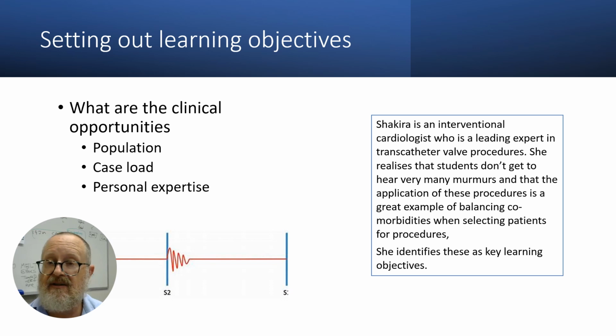Developing learning objectives is a shared task, but students don't often have a strong idea about what to get out of the term. They need your help. So it's helpful to think about what the opportunities are in terms of population, caseload, and expertise. For example, Shakira is a cardiologist who's a real expert in transcatheter valve procedures, and she can identify unique opportunities that occur with this placement and can prioritise some learning objectives that would be hard to do on another term. Hearing lots of murmurs is a real opportunity.